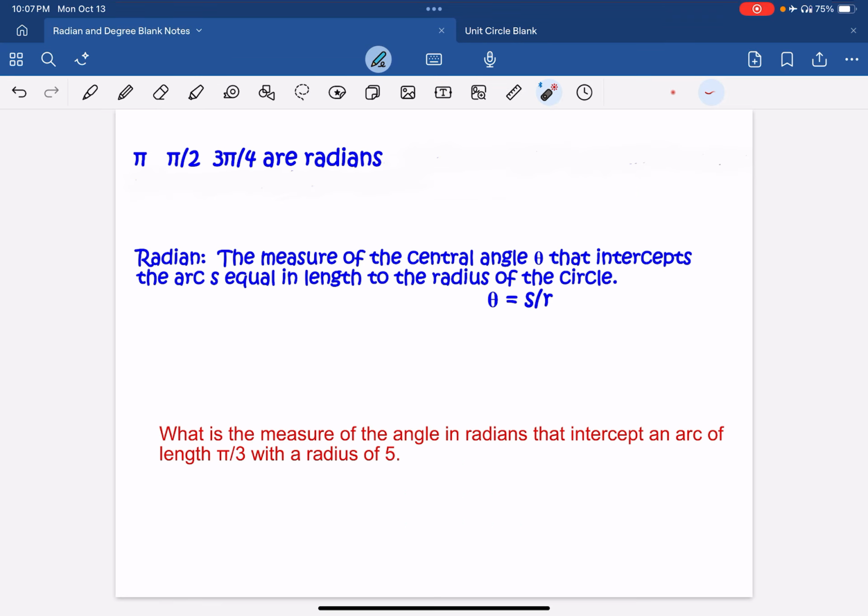The definition of a radian is the measure of the central angle, theta, that intercepts the arc S, and S is what we label the arc length with, equal in length to the radius of the circle. And if we were to solve that to find our angle, it would be the arc length divided by the radius.